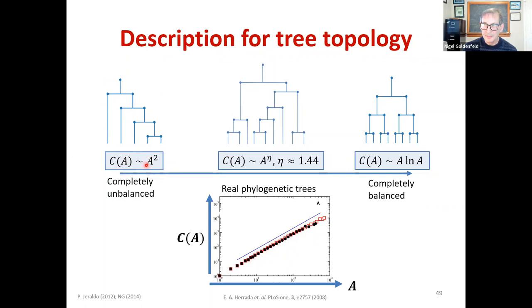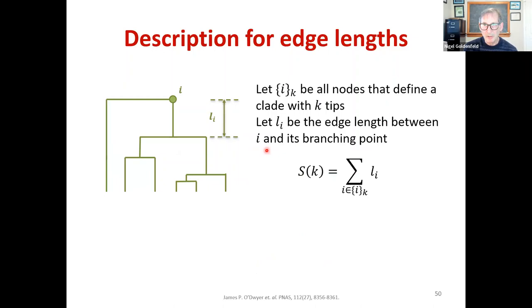So what happens to the real genomic data? Well, here is a graph from Gerardo et al.'s paper, and you can see that C as a function of A over several decades scales as a power law, and this exponent is about 1.4. You can say 1.44, that's the number that they quote. I would say it's 1.4 plus or minus 0.1, something like that. Okay, so anyway, definitely not this and definitely not this. So the question we're going to try to understand is where does the scaling exponent come from?